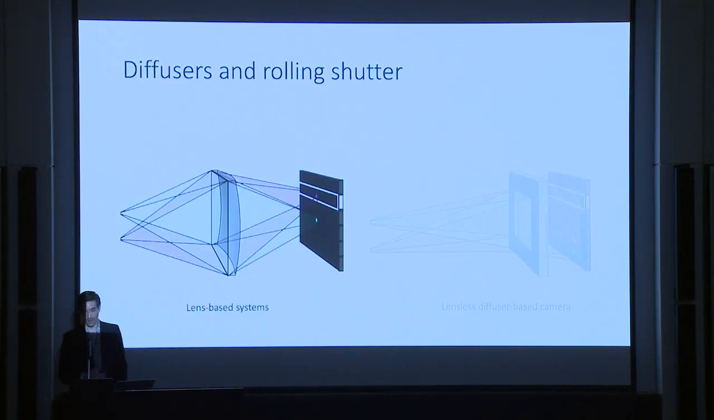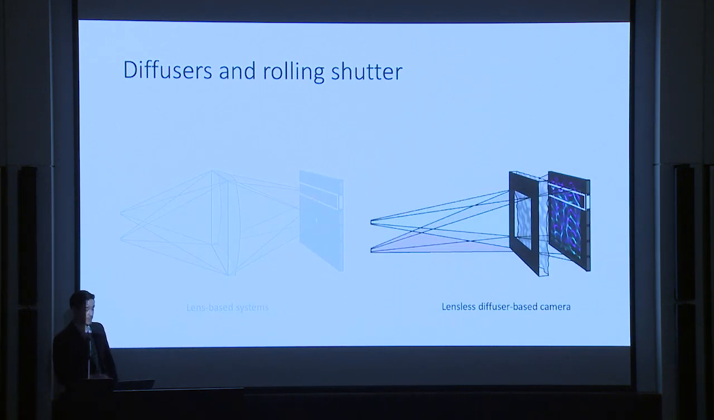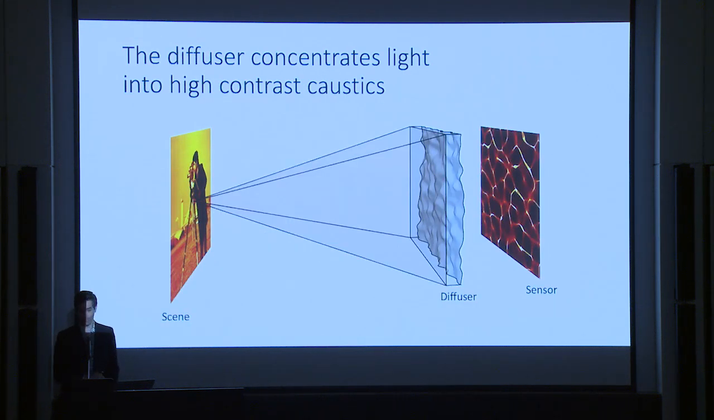All right, so that's why one-to-one imaging optics like lenses are not going to work for this compressive video scheme. Now I'm going to introduce lens-based diffuser cameras and explain why this will work well for compressive video with a rolling shutter sensor. So first, I'm just going to do a quick review of imaging with diffusers.